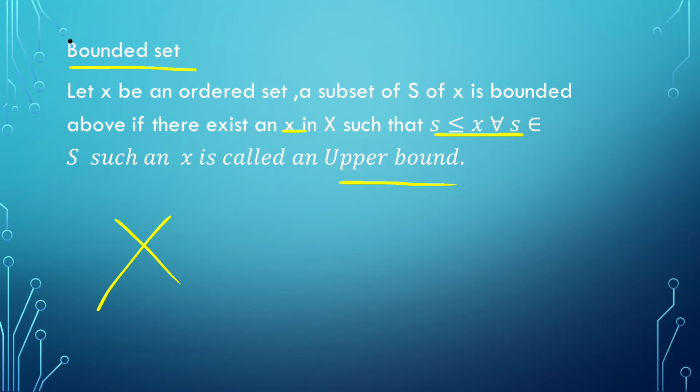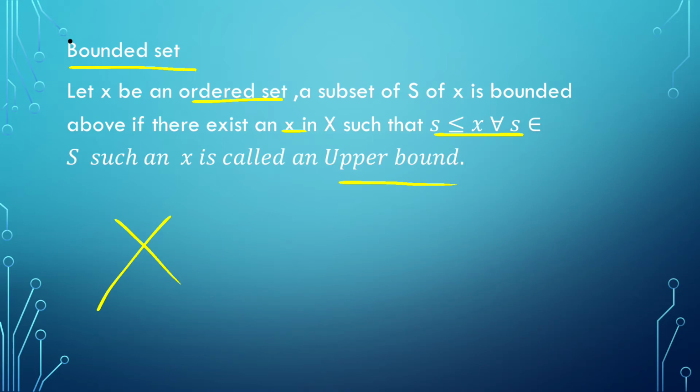We talked about ordered sets in our previous tutorial. If it's ordered, it must have the reflexive law, the symmetry law, and the transitive law. Those are the three main ones that define an ordered set.